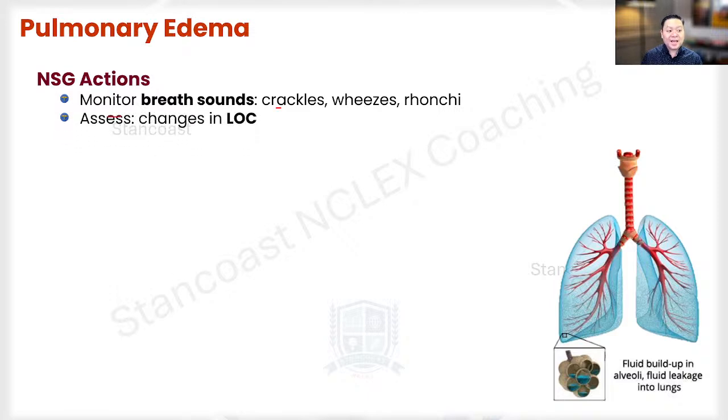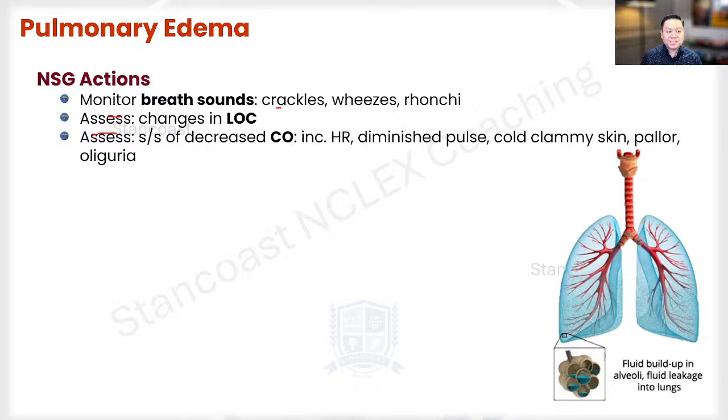We're also going to have to assess the patient's level of consciousness. So if you notice any changes in the LOC, then that is actually signifying that the patient is not getting enough oxygen to the brain, and our goal here is to maintain oxygenation. Now, for the other assessment, we're going to have to assess if there is decreased cardiac output. So what are those signs?